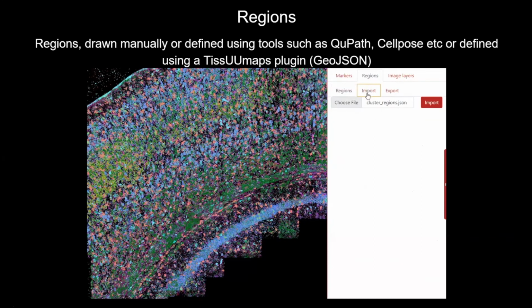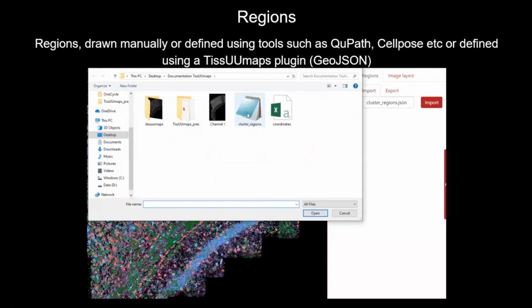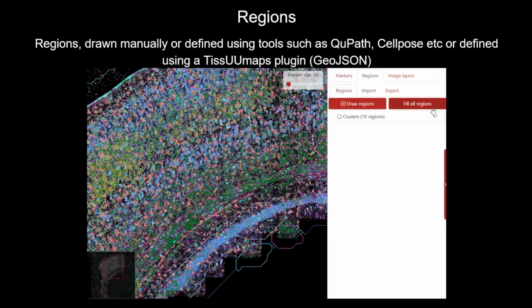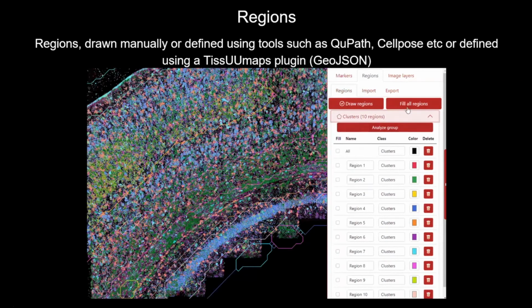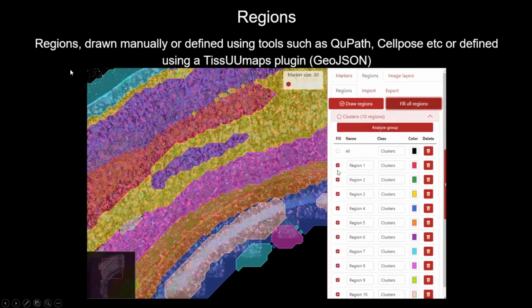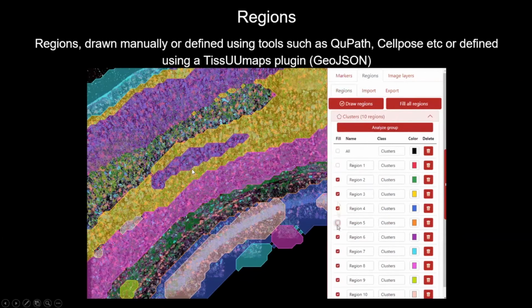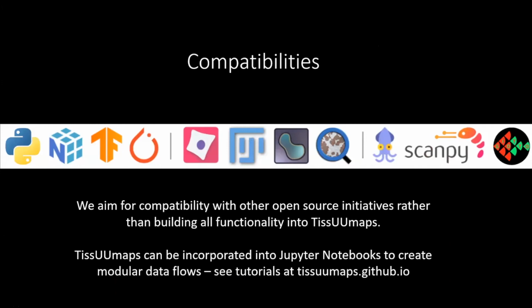We can also import regions if you have them in GeoJSON format, for example, from QuPath or Cellpose, etc. They can export the regions directly, and then you can display them and again analyze what you have in each region. We try to make TissUUmaps compatible with as many open source tools as possible, so that you can import and export from these tools and display in TissUUmaps and do your analysis or visualization online or locally. So TissUUmaps is as modular as possible and can connect to all of these different tools.